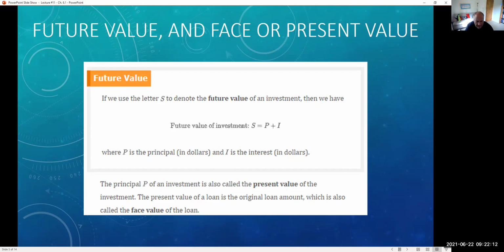Okay. So we're going to use this formula and notice that I also has its own little formula. I is PRT.